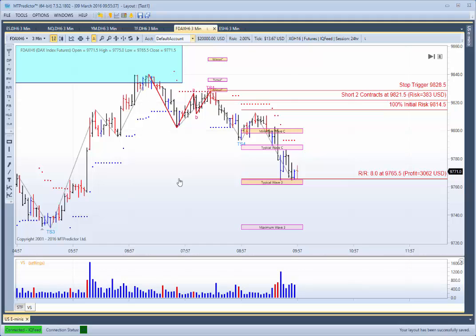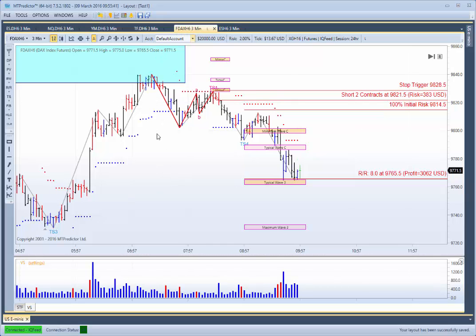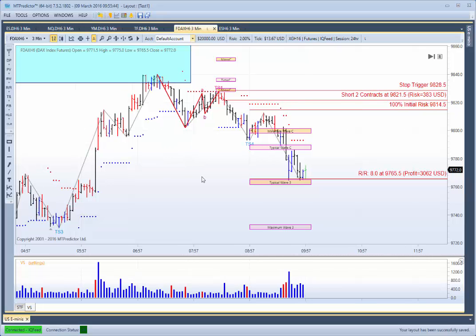So this has been a good example of the MTPredictor Holy Grail trade setup unfolding today on a 3-minute chart of the DAX. And I wanted to go through this because we covered this in great detail in our MTPredictor training webinar for customers yesterday.